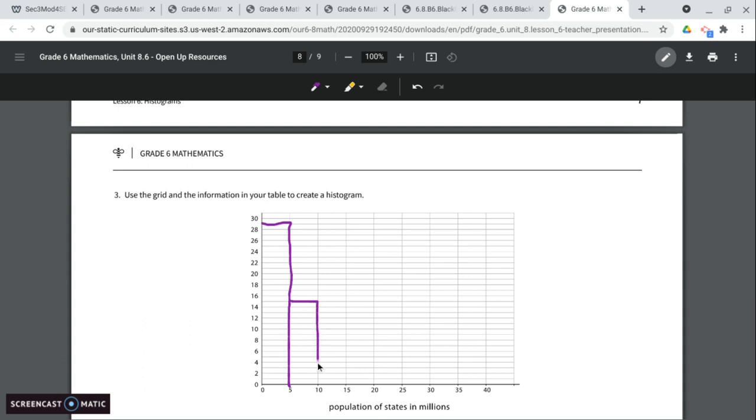Between 10 and 15, we have 3. Between 15 and 20, we've only got 2. Whoops, wonky line. Then we have none for 20 to 25, and for 25 to 30, there's 1. And for 35 to 40, there's 1. Sorry, my line's a little wonky there. So we created our histogram from that.